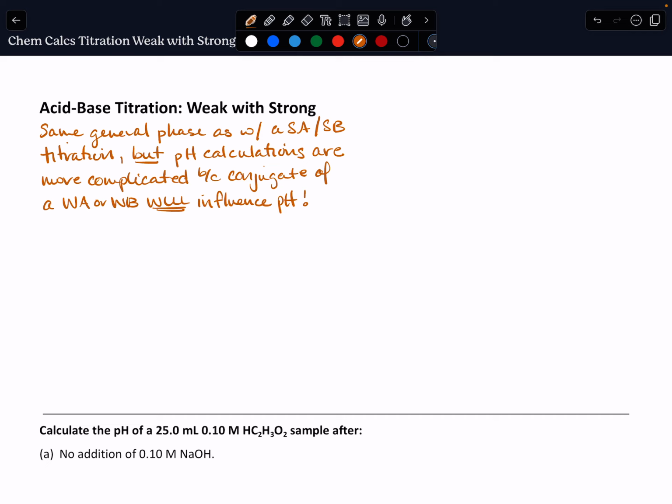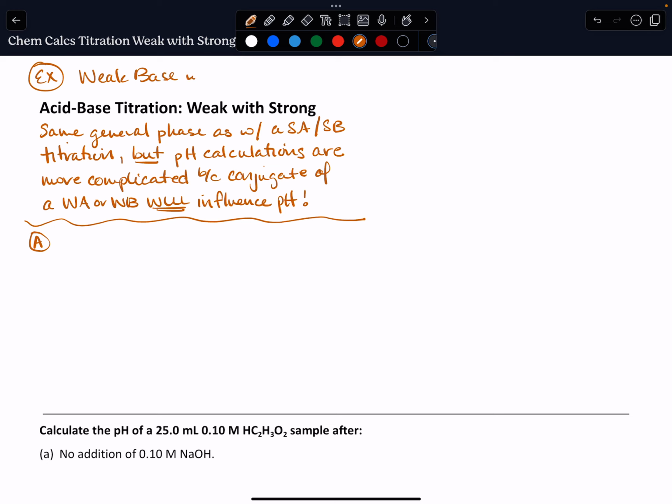We really have to pay attention to what's present in solution after the neutralization reaction has occurred. So that's where your ICE charts are going to be really, really helpful. All right, so let's talk about these four phases. As before, let's say that for this example, it's a weak base with a strong acid. Okay, so initially, no strong acid added. That's going to be our first phase.